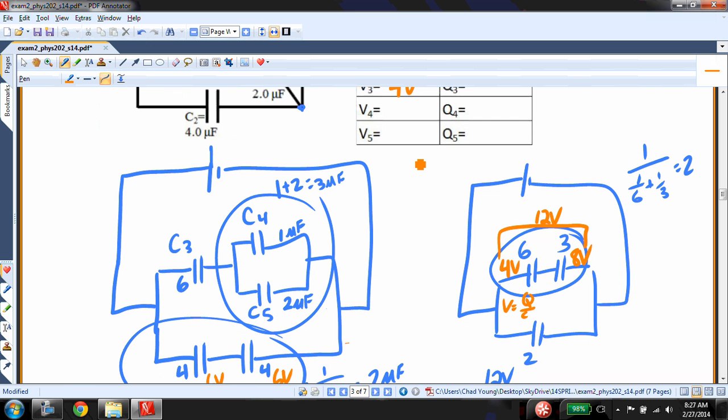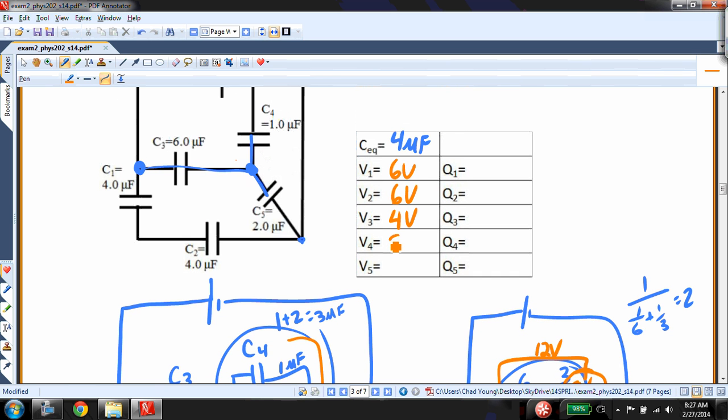And if I have 8 volts across this capacitor, that means I have 8 volts across both of these capacitors because they are in parallel. So if I have 8 volts there, C4 and C5 are both 8 volts. All right, and then that's it. So now we just need to fill in the numbers.